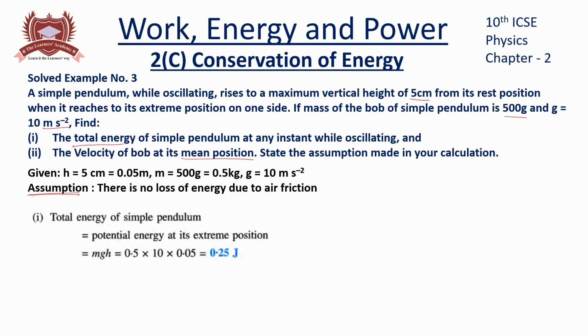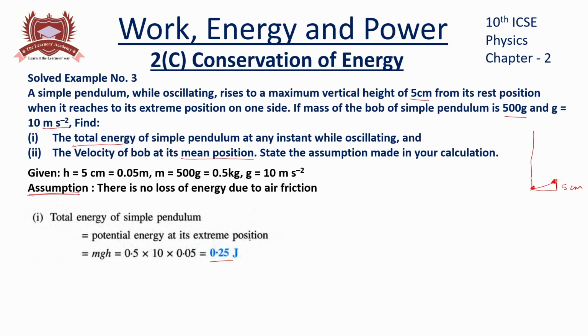Now, total energy is equal to what? That is equal to the potential energy at its extreme position. So it is mgh, because we have a pendulum like this and it's going to a point here. So the bob is going here, and this height is given as 5 centimeters. At this point the total energy would be because of the height of the bob from the ground level. So that would be 0.5 times 10 times 0.05, giving me 0.25 joules as my total energy.